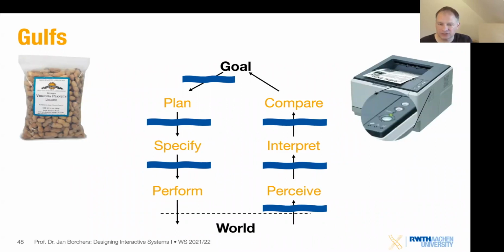Then once the action has been done, there is a feedback in this model, where the user perceives the action's result, needs to interpret it, understand what it means, and then map it to what they were trying to do in the first place. And again, on each of these levels, you can have failure points.